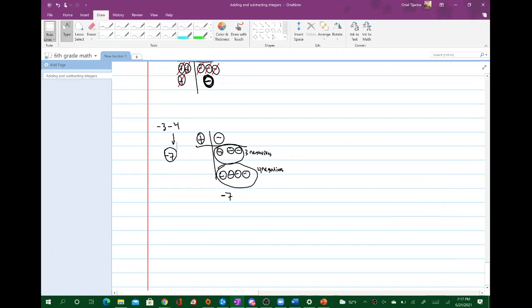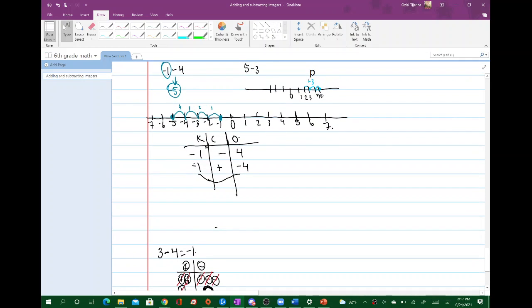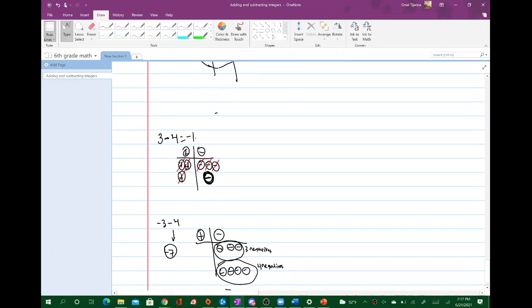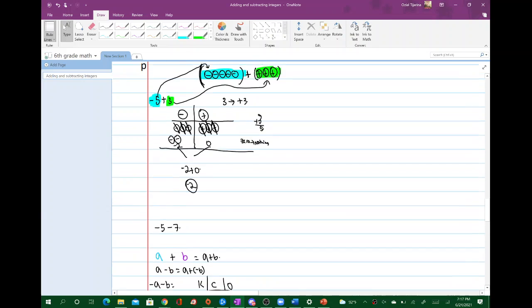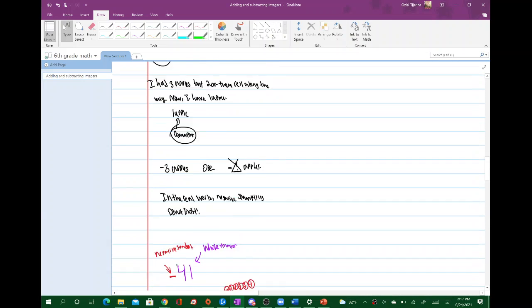It really depends on which one you find easier. Do you find this easier? Do you find the number line to be easier? Do you find the t-chart to be easier, right? Those are 3 ways in which we can add and subtract integers.